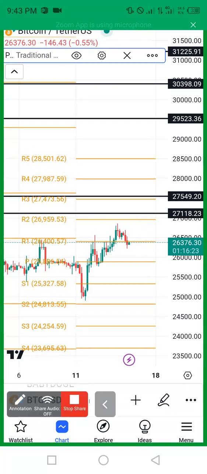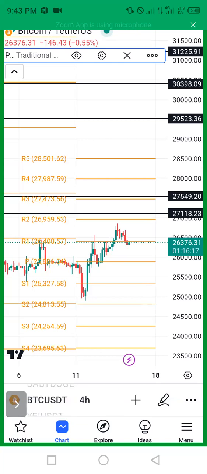So when you are following it, it will always help you to know the next direction. And for you to be sure that if it moves down, it might make a stopover at the next line, and if it is going up, it will make a stopover at this line. So the automatic support and resistance will always help you to know where this coin is going and where it is stopping.